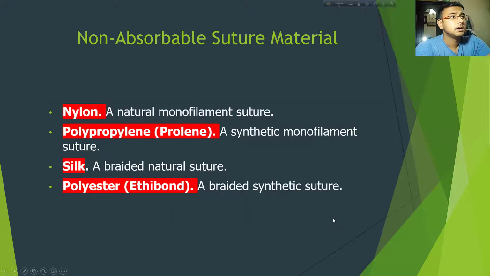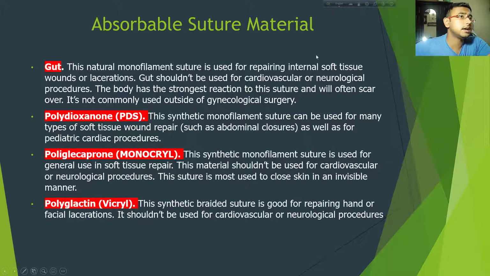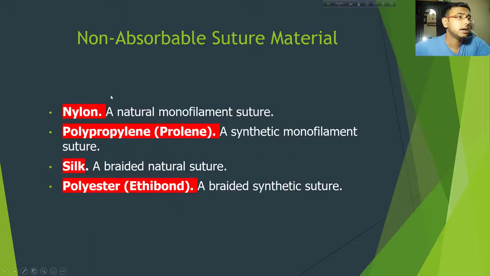Now, the non-absorbable suture materials are nylon, polypropylene, silk and polyester. Silk is also non-absorbable but natural. PDS is delayed absorbable, not non-absorbable. Monocryl is also delayed absorbable. It is not used in our country, but it is used in Britain, Australia and America. In our country we use Vicryl, PDS, catgut and Prolene.